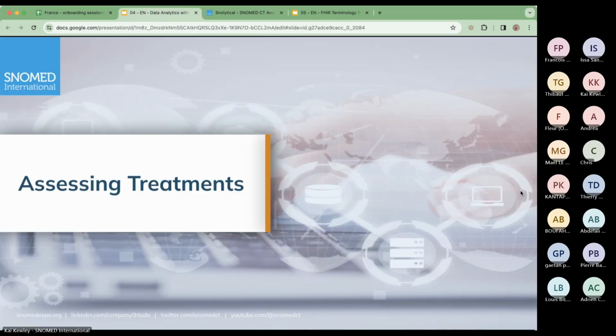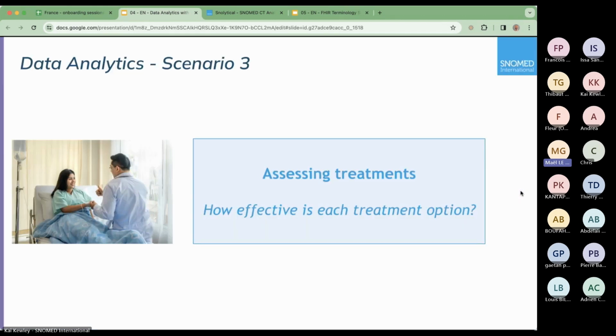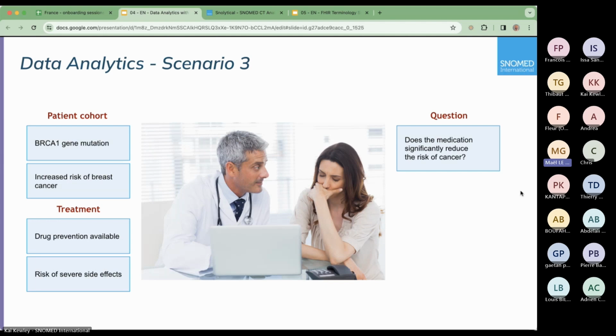All right. Third scenario, this is the final one. Assessing treatments. How effective is each treatment option if multiple options are available? Our synthetic data set, again, has a large group of female patients who have had the BRCA1 gene mutation test. And this scenario is about what's the risk of developing breast cancer in this cohort, and how do the treatment options, how does taking each treatment affect the correlation with breast cancer?